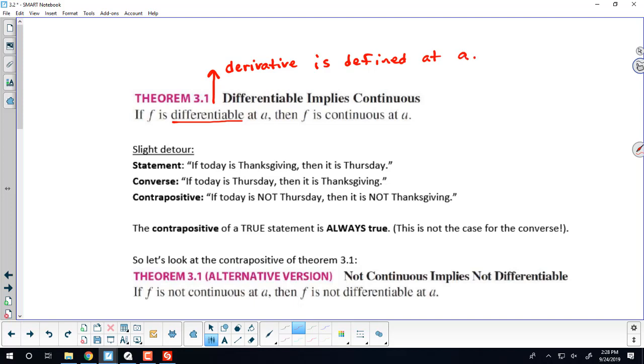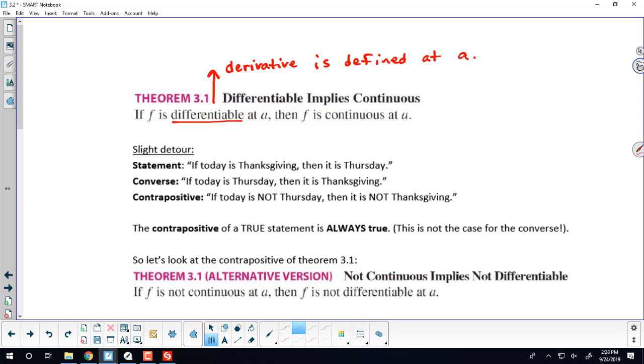at A. So if a function has a derivative that's defined at A, then that means the function is continuous at A. So that's the theorem: differentiability implies continuity. There's an alternate version, but first a slight detour that applies to logic. If you've ever had a logic class in philosophy or whatever, a lot of times in math when you see a theorem, they like to present it in an alternative way.